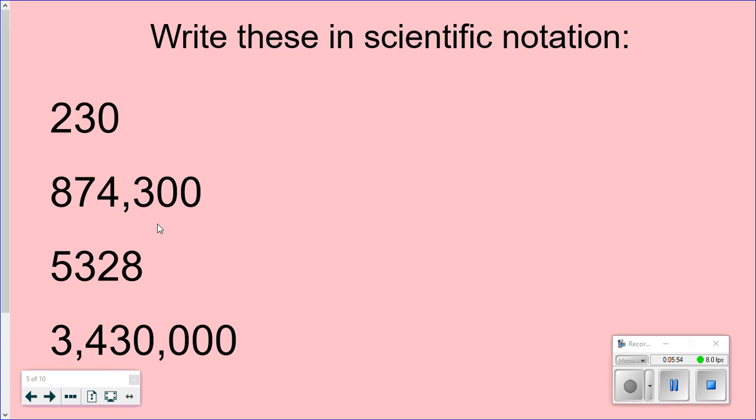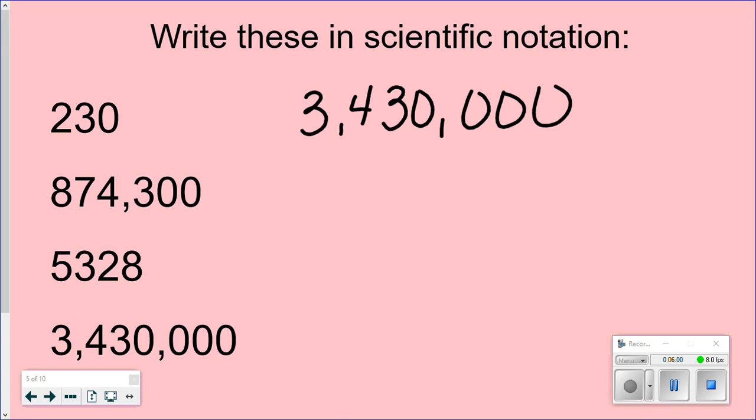Let's do this one. 3,430,000. All right, so the first thing I'm going to do is look for my real numbers. There they are. So I have 3, 4, 3. How am I going to make that between 1 and 10? I'm going to put a decimal right here. I'm going to take it times 10.